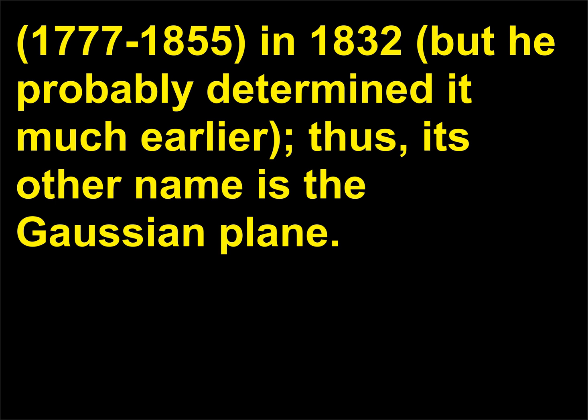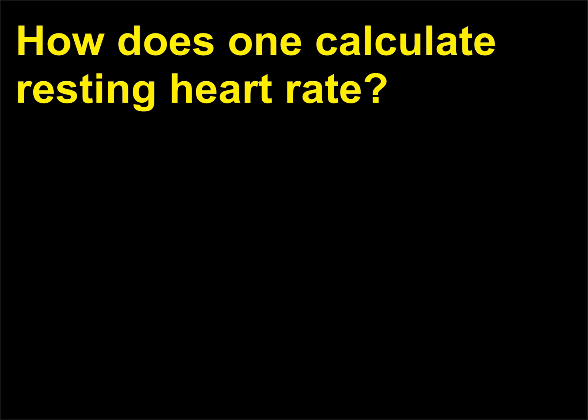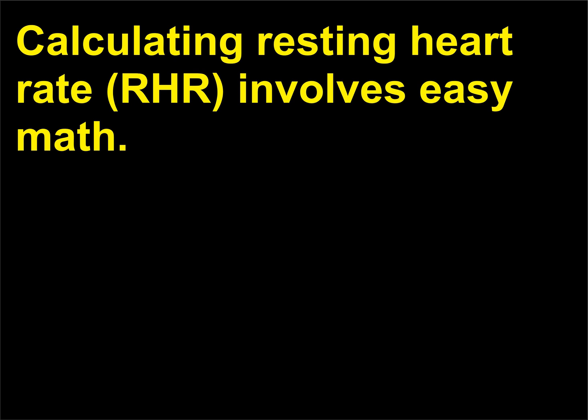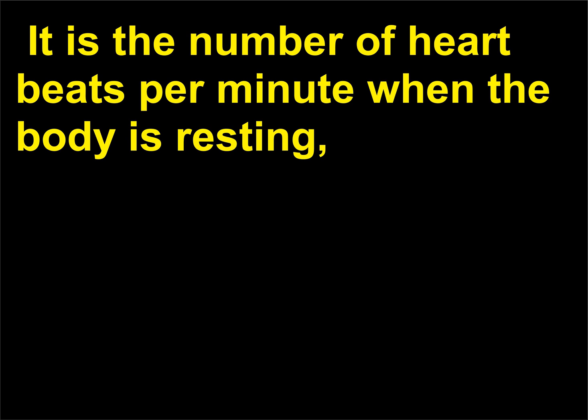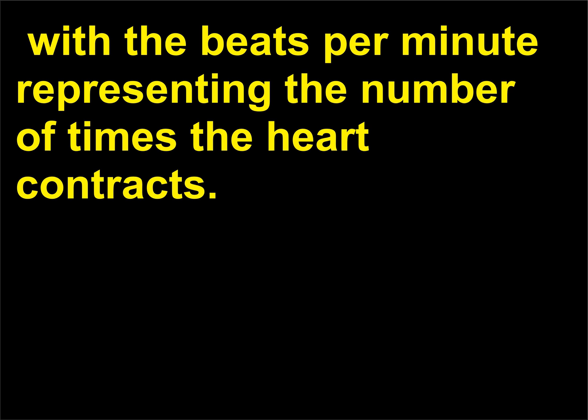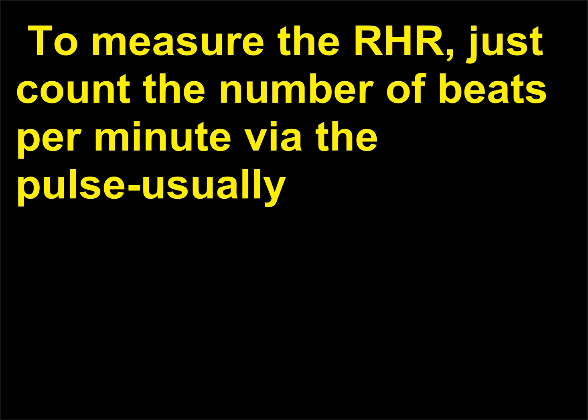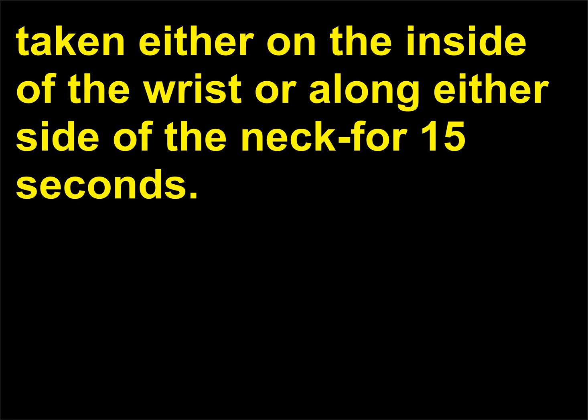How does one calculate resting heart rate? Calculating resting heart rate, RHR, involves easy math. It is the number of heartbeats per minute when the body is resting, with the beats per minute representing the number of times the heart contracts. To measure the RHR, just count the number of beats per minute via the pulse usually, taken either on the inside of the wrist or along either side of the neck for 15 seconds.